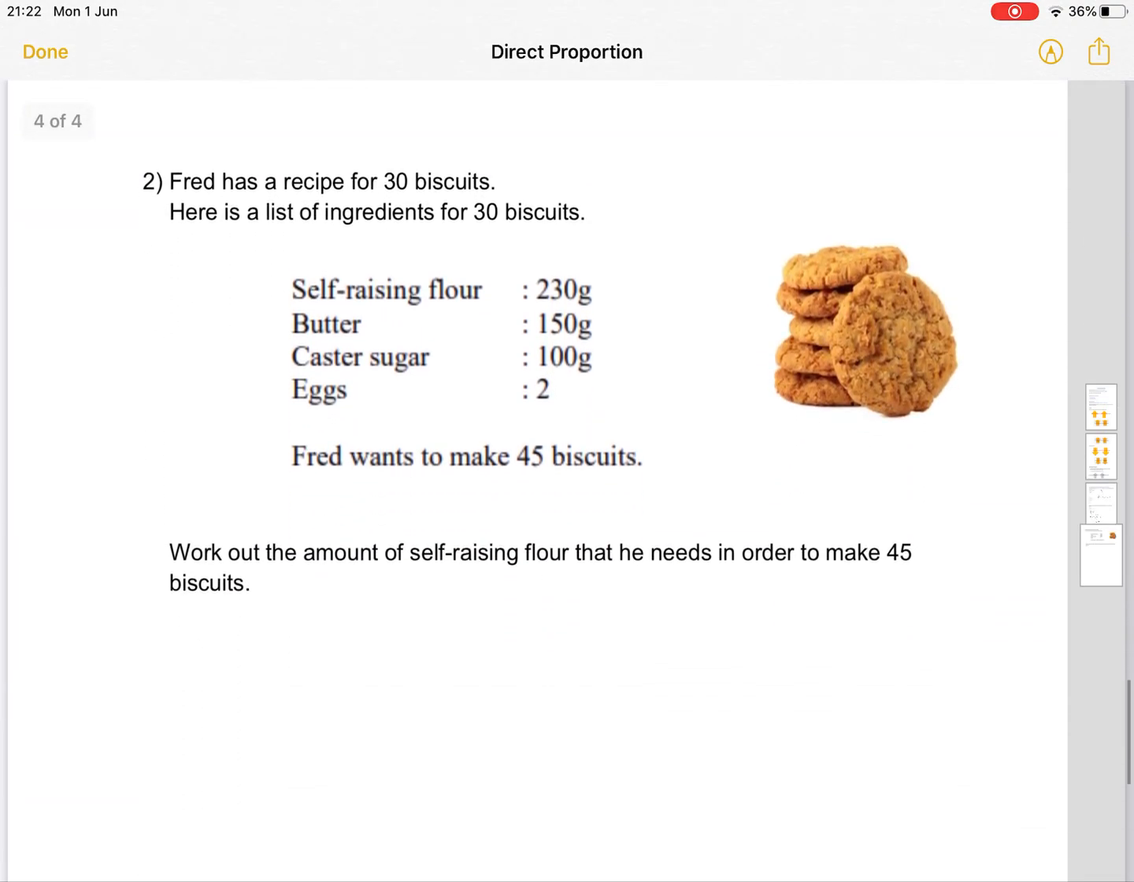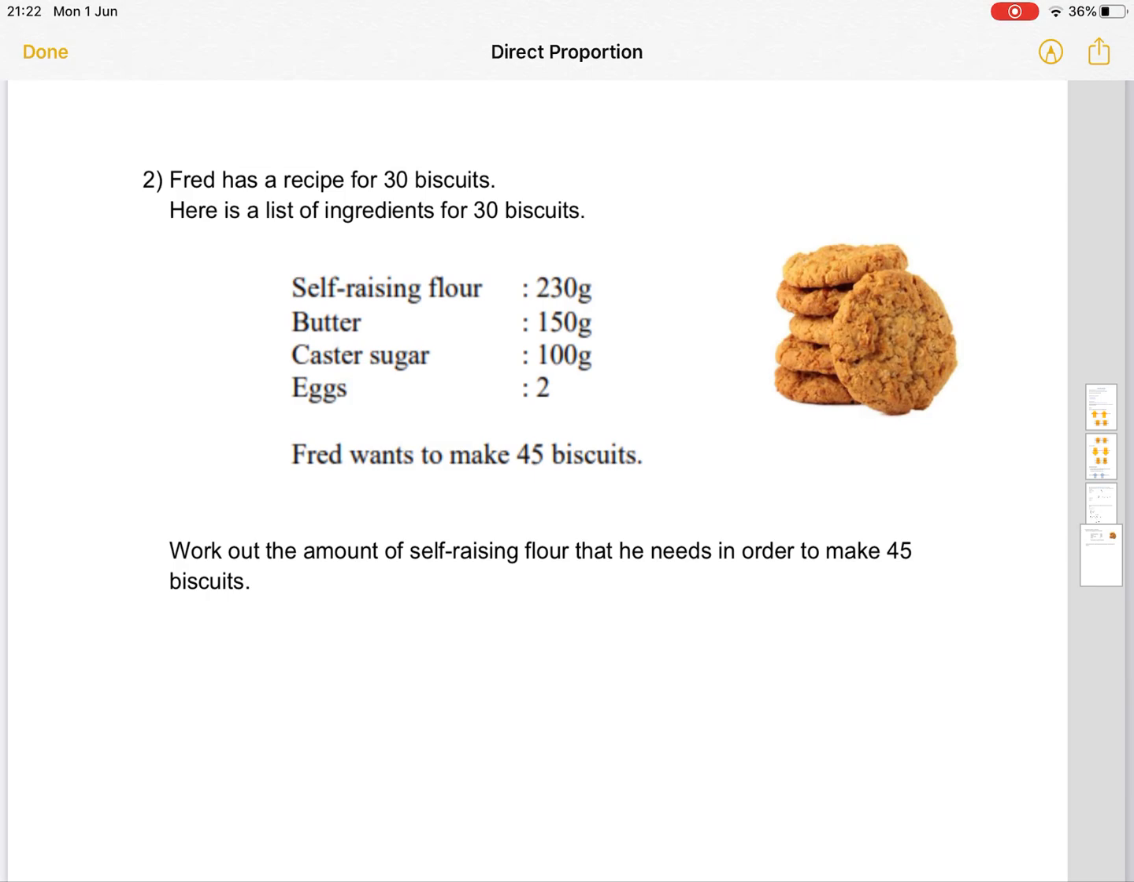Now let's work another example, a very popular example, an example with recipes, alright? Fred has a recipe for 30 biscuits. Here is a list of ingredients for 30 biscuits. He needs, for 30 biscuits, 230 grams of self-raising flour. He needs 150 grams of butter. He needs 100 grams of castor sugar. He needs 2 eggs. But Fred wants to make 45 biscuits. I need to work out the amount of self-raising flour that he needs in order to make 45 biscuits.